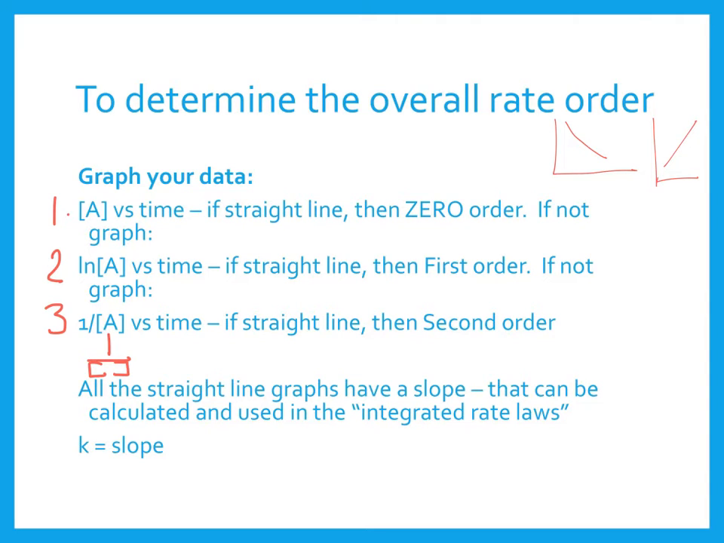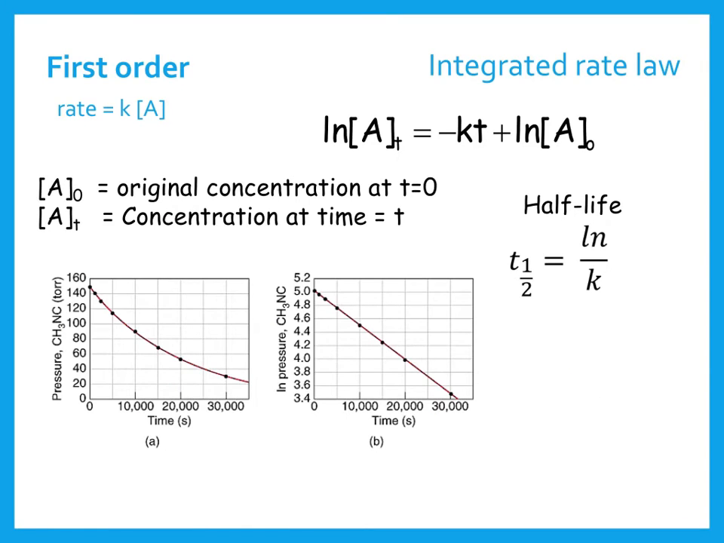If you are not careful when you're graphing and you don't have scale and you're not able to interpret your results correctly, you may have missed your straight line and assumed that it was a curve, so be careful. When you get a straight line, that graph has a slope, and that is how you find the k for that specific order of rate law.